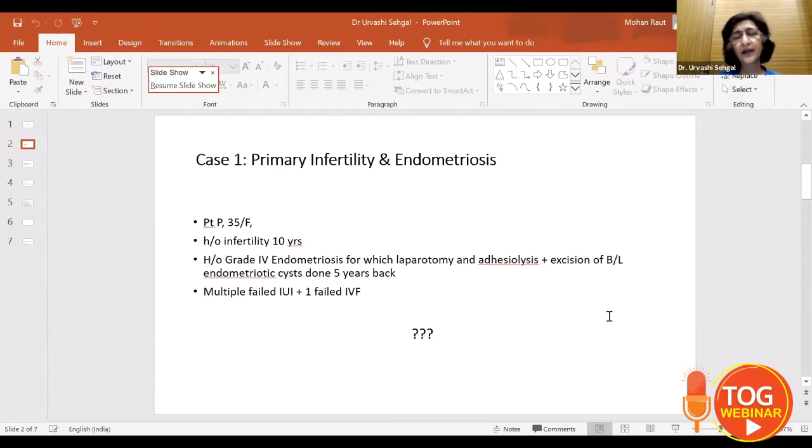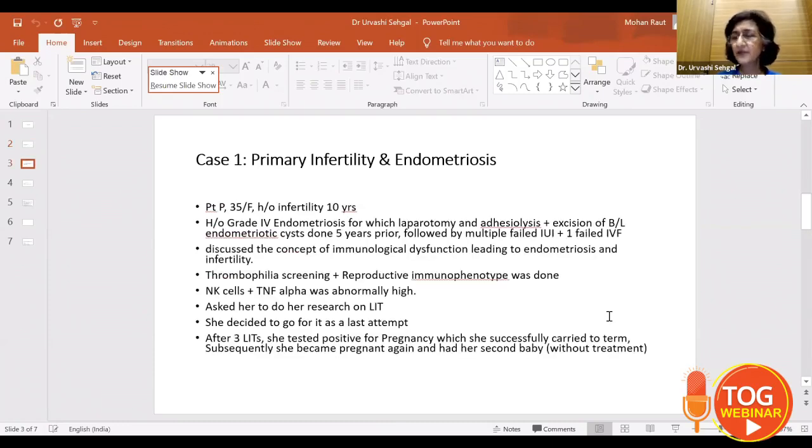So then I discussed the reproductive immunophenotype. That is quite an expensive test, but she was in a position to afford it, so she went ahead and got it done. Can you elaborate on that, madam, before we go to the treatment part? Why did you think of the immunological factor, and which investigations did you do?